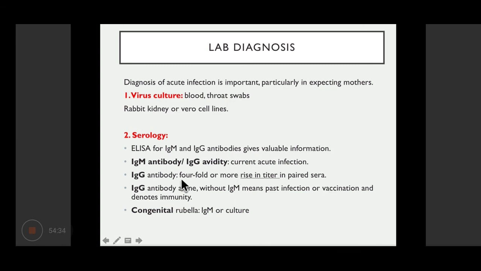Okay, if the IgG antibody titer is increasing in paired antisera, then again it would indicate recent infection. If it is an old infection, IgG levels would be stable throughout. IgG antibodies alone without IgM, or high IgG avidity, would mean past infection or vaccination, and it denotes immunity. So if IgG against rubella is found in any mother, then the mother is not at risk. That means she is immunized. To detect congenital rubella in the fetus or newborn baby, you can do IgM antibodies or you can do culture.